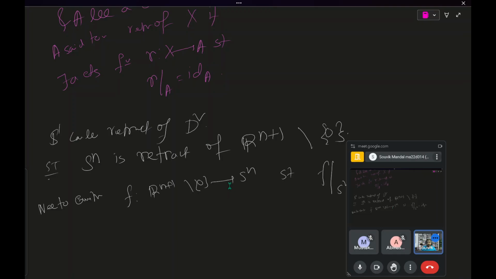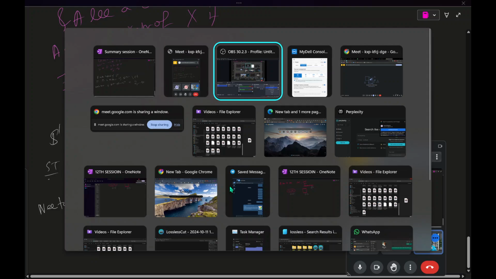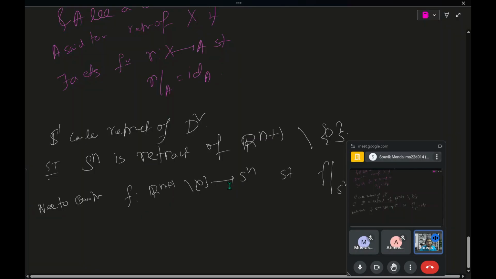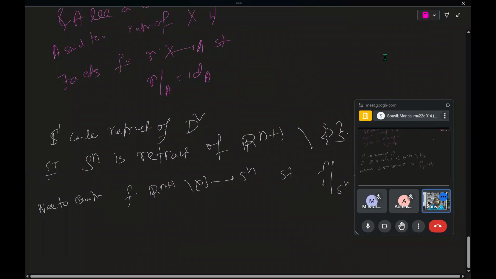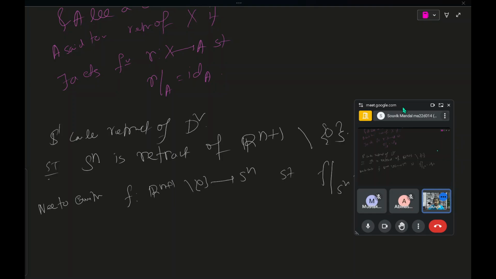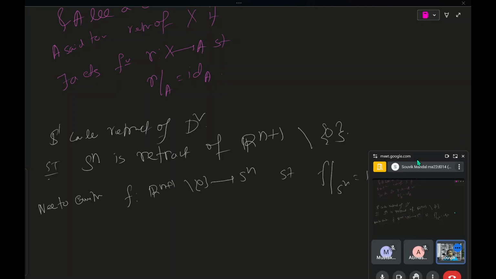Okay, so one minute, let's look at the final note. So tell me, how can one construct a function f from R^(n+1) minus 0 to S^n such that the restriction to S^n is the identity? What are the possible ways to construct such a function?